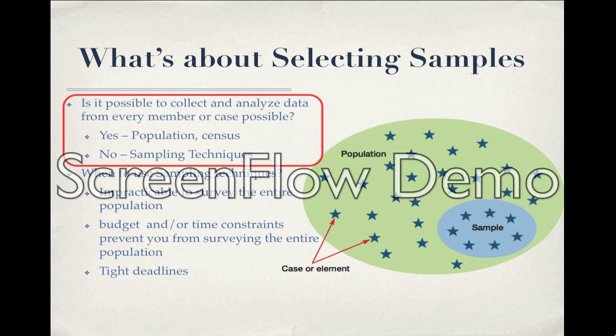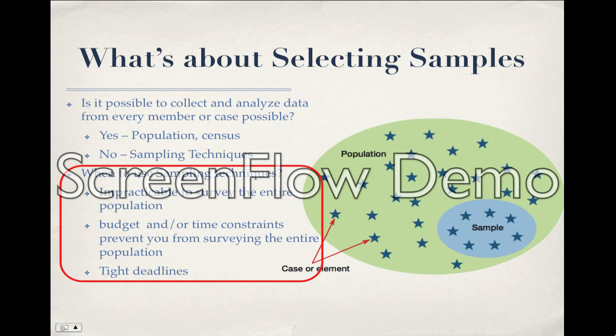You select samples when you want to find out certain information about a group, which we're going to be calling a population. The first thing you have to consider is whether it's possible to collect and analyze data from every possible member of the population, meaning you cannot even leave one behind. If the answer is yes, and you can research the entire group you're aiming for, you call it a census. If the answer is no, then you're going to use sampling techniques to find out this information.